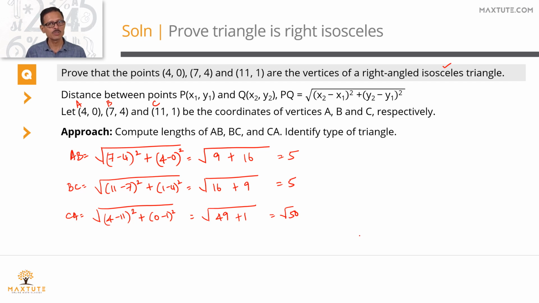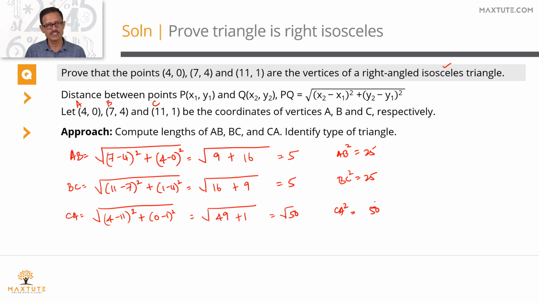Now we'll have to prove the Pythagoras theorem. So step 1, let's find out the square of all these 3 sides. AB square will be equal to 25 because AB is equal to 5. BC square is again equal to 25. CA square is equal to square of root 50, which is equal to 50.